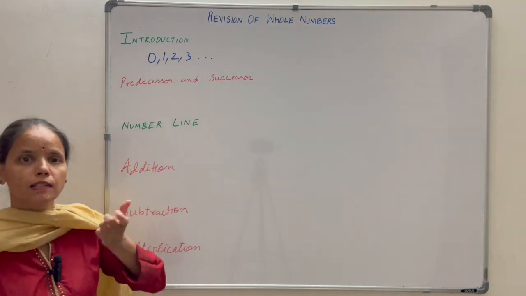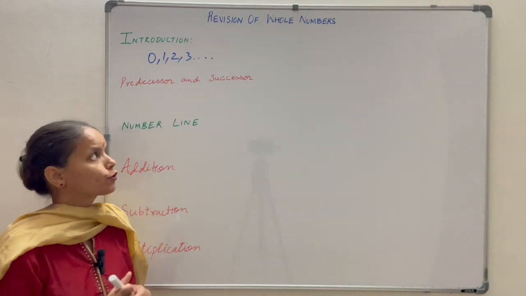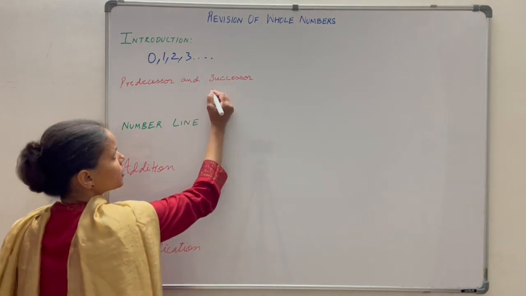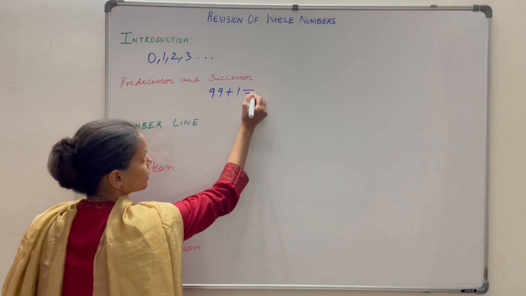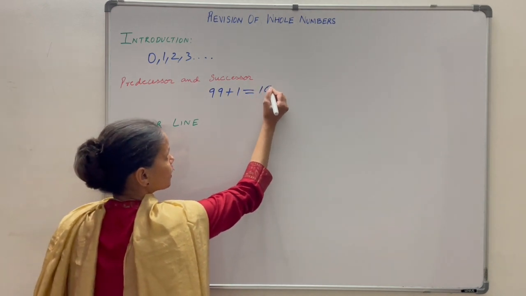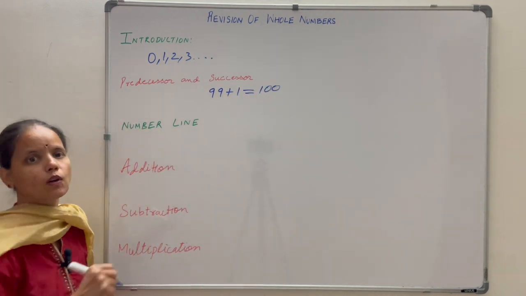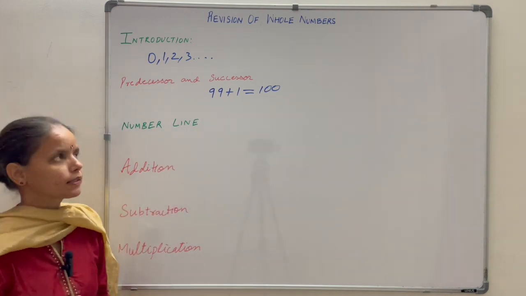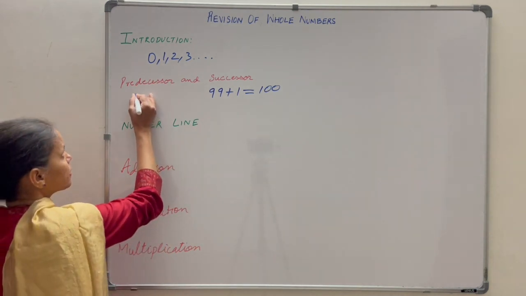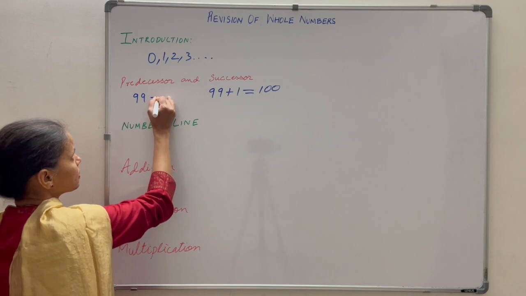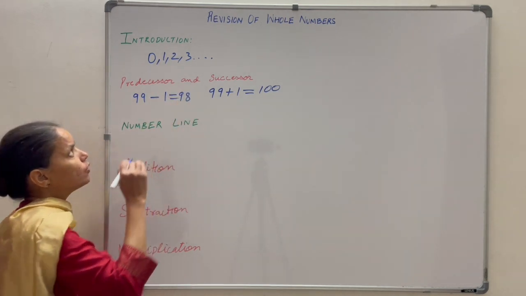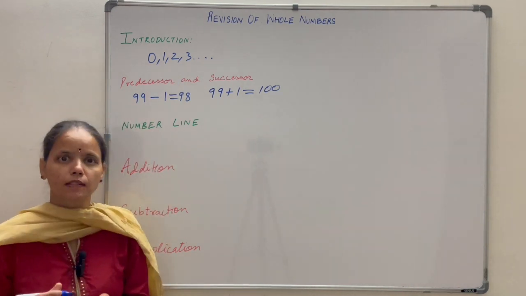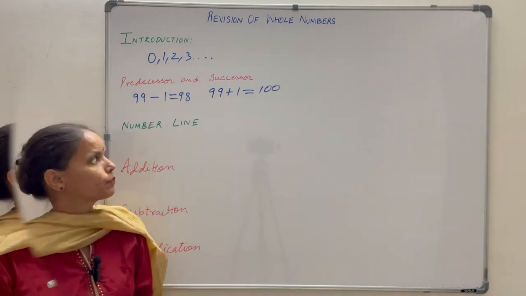So now, predecessor and successor. To find the successor, you need to add 1. So when you add 1 to 99, you get 100. So 100 is called the successor of 99. To get the predecessor, you need to subtract 1. You get 98. So 98 is the predecessor of 99.